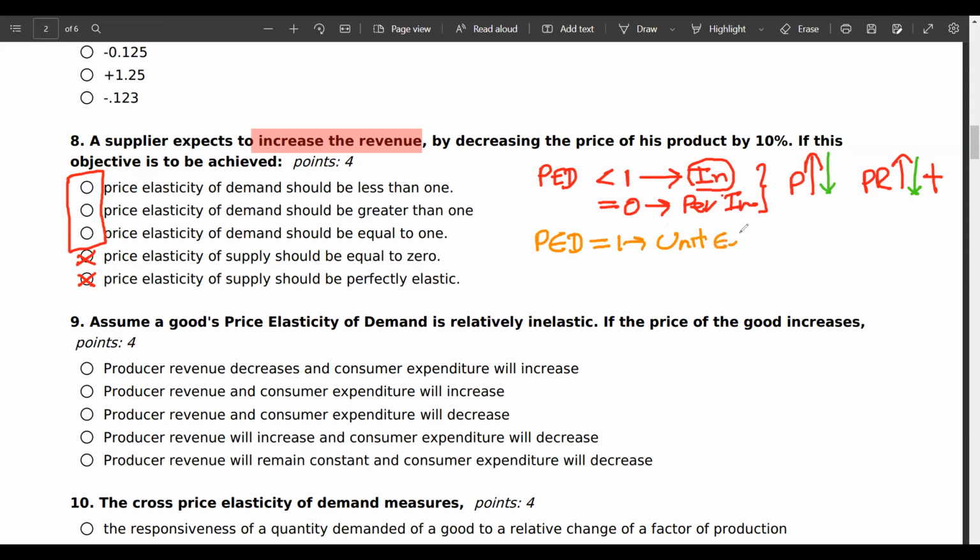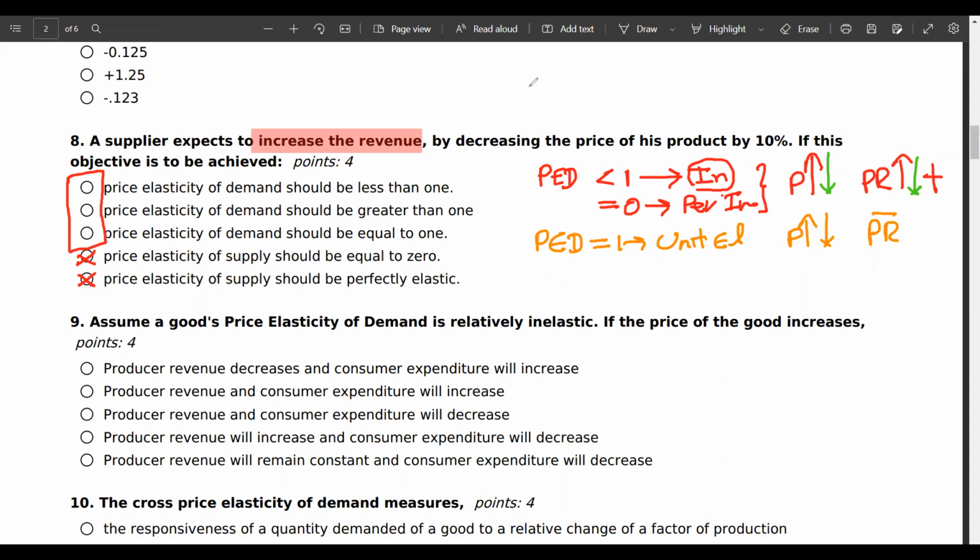If that's the case, price change, whether it's an increase or decrease, will cause no change in producer revenue. So a producer who has unitary elastic demand cannot change their revenue by increasing or decreasing their price.